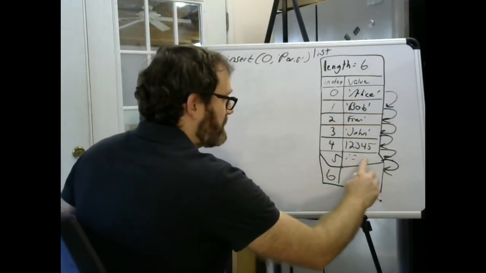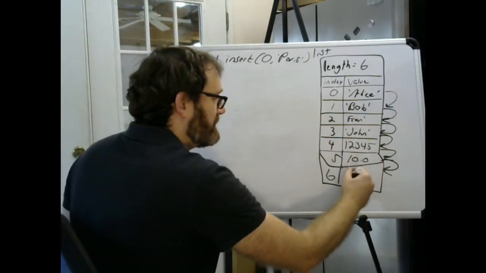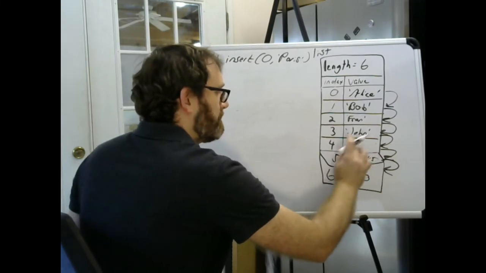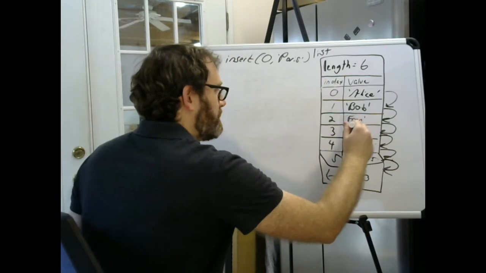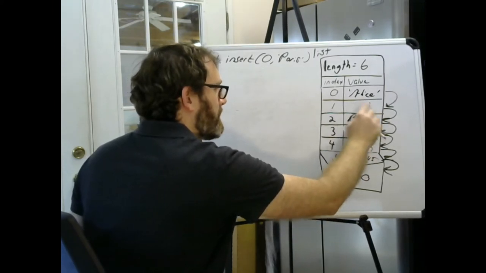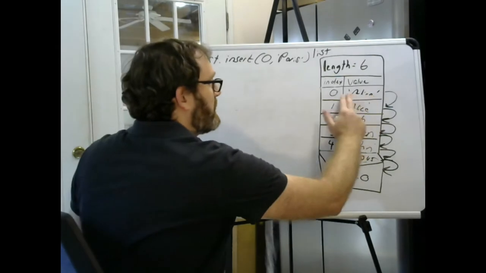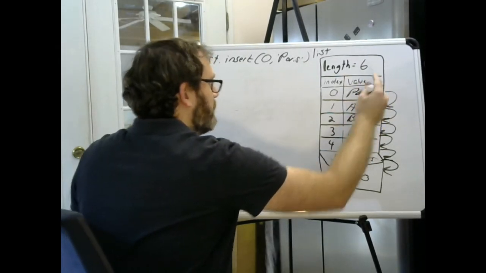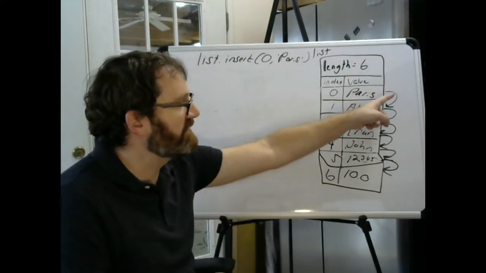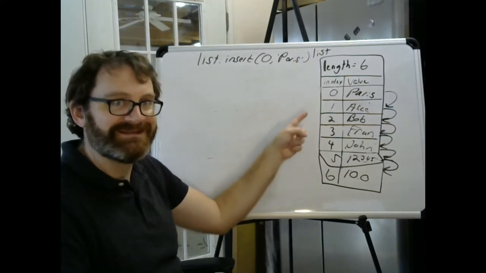So what's going to happen is, it kind of works in reverse. 10 goes here. 1, 2, 3, 4, 5 goes here. John, Fran, Bob, Alice. I inserted Paris at index 0, so Paris is the new value that goes here. So what happened? Because I inserted right here at the beginning, I had to shift everybody who came after this down a slot.